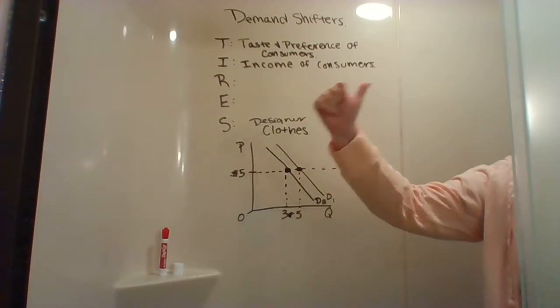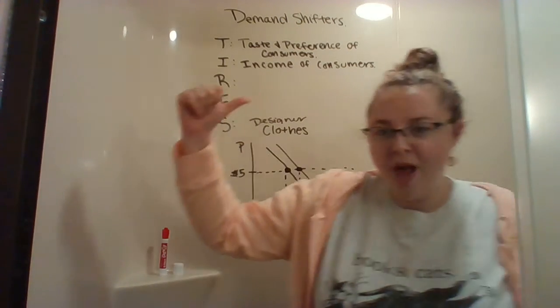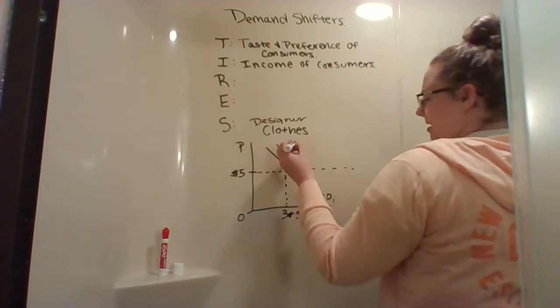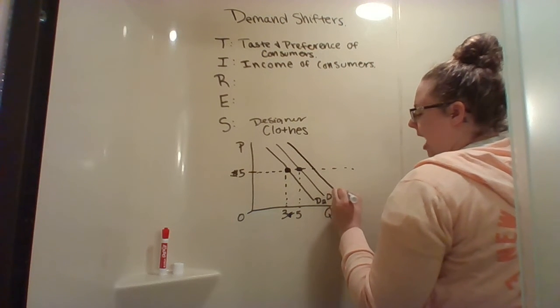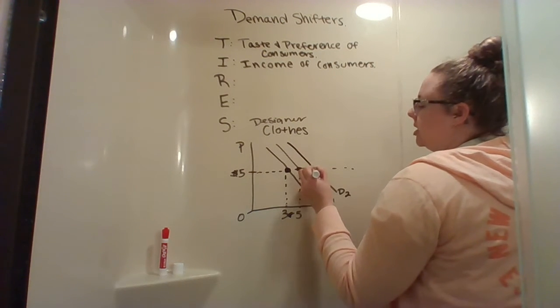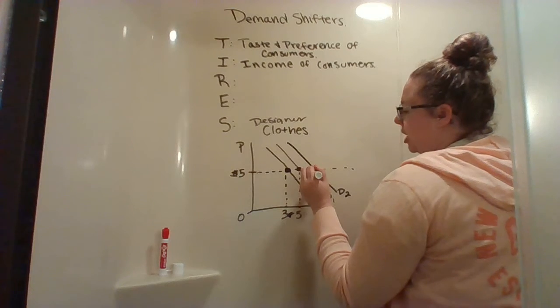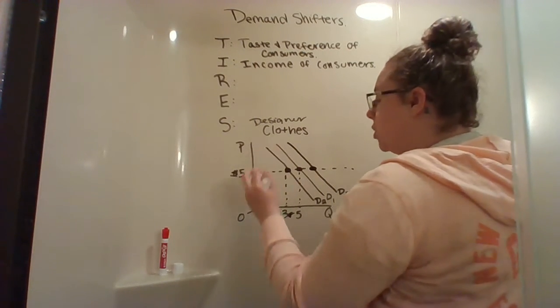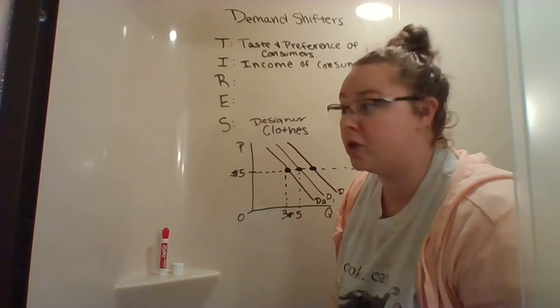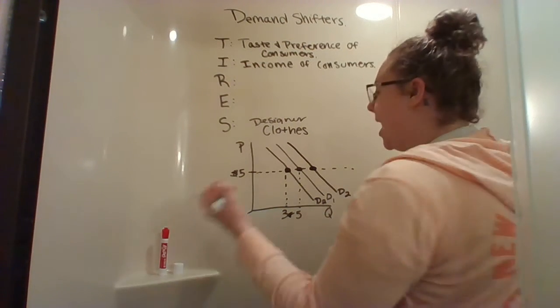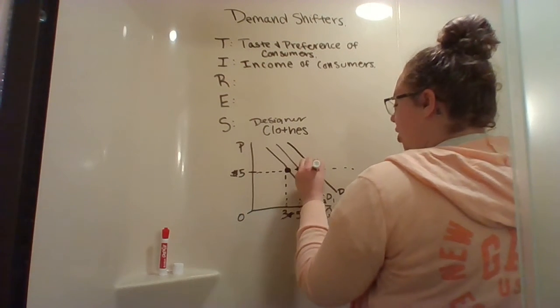To the right, to the right. We're going to shift it to the right, okay? So people have more money to spend. They're like, yes, girl, I have all the money to spend because I've been doing my time. Let's go buy some Gucci. The price of Gucci isn't going to change. It's still going to be $5, which if you find something at Gucci for $5, let me know, girl. But you're only going to shift the quantity.